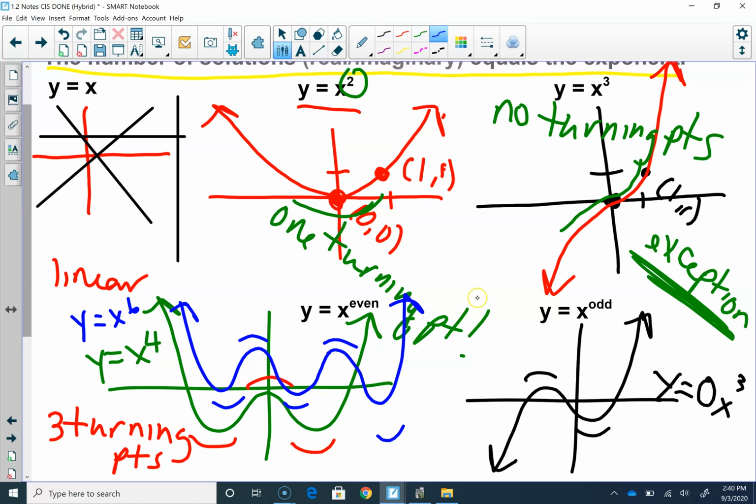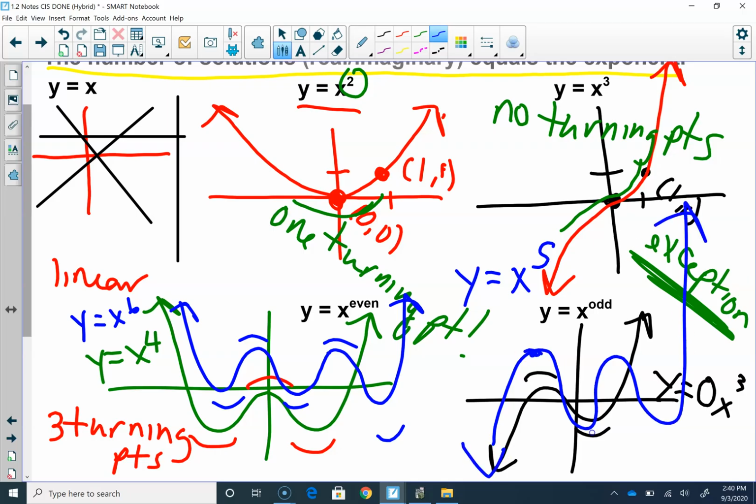Could have y equals x to the 5th power, so that would be 4 turning points. So it'd be 1, 2, 3, 4. So that would look similar to this one. There's 1, 2, 3, 4. So what you're supposed to learn off this messy screen is the number of turning points is 1 less than the exponent. That's the biggest thing you're learning on here.